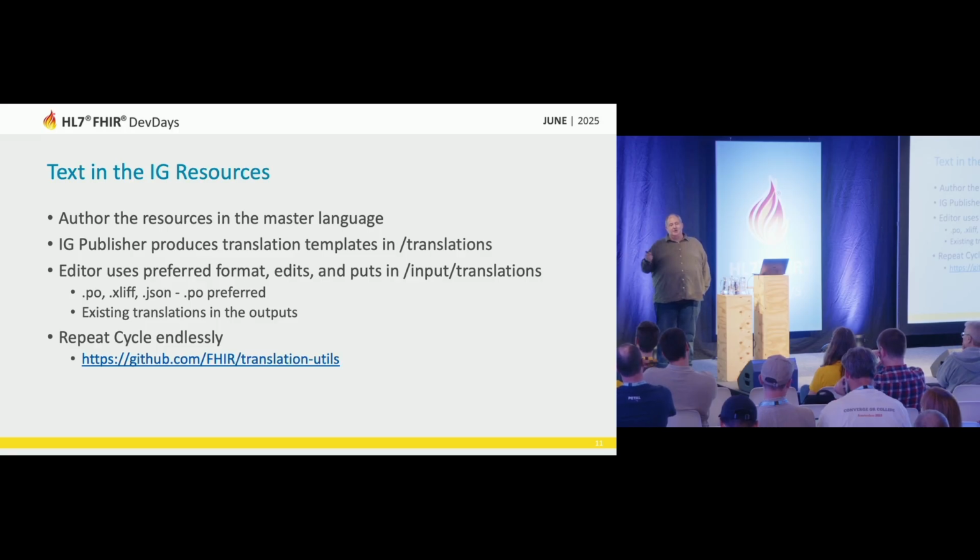When the IG publisher runs, it produces output in a translations directory, which is all of the translatable strings and all of the resources that are processed. So it produces a big dump of PO files and the other formats as well, and it cycles existing translations. So then as a translator, you take that file, load it into whatever you want, a text editor or a PO editor or a website, then save the output after you've contributed some more translations back into input translations and run the IG publisher again. And the translations just go around in that circle.